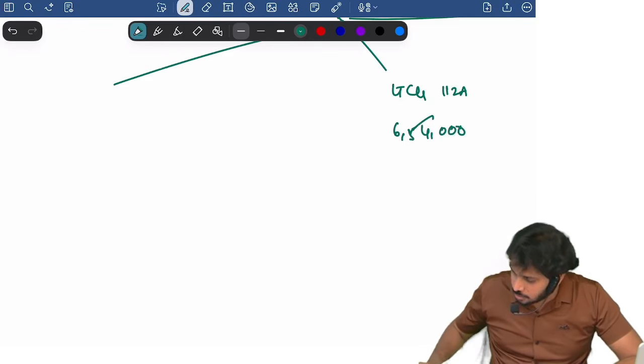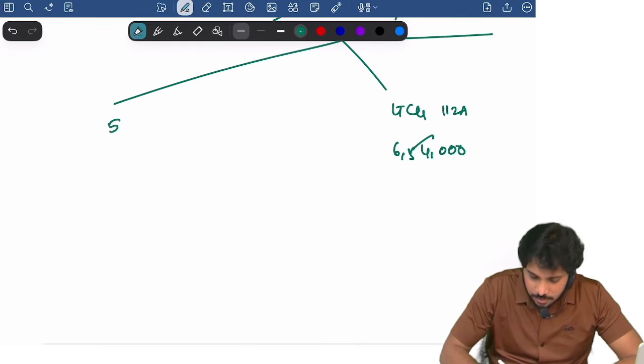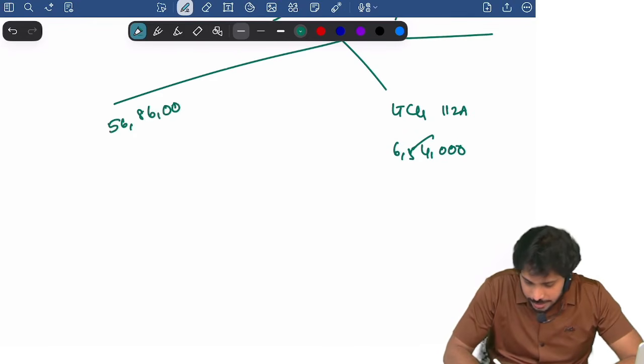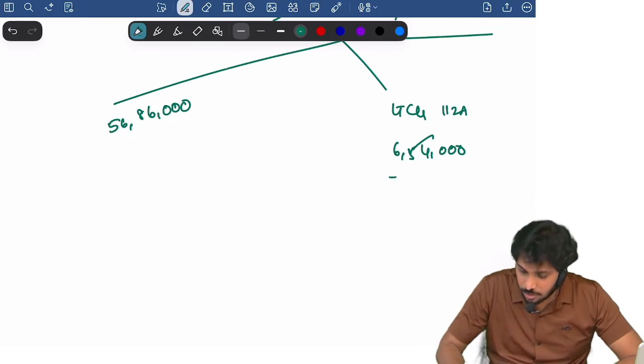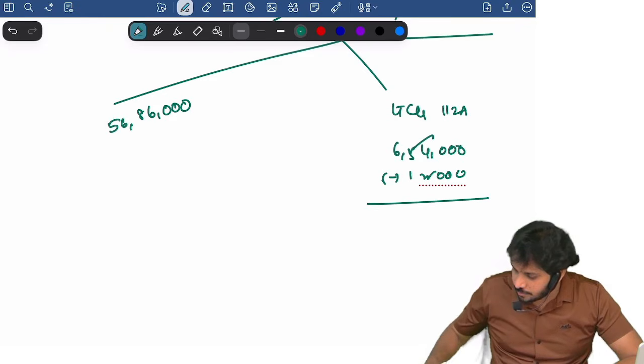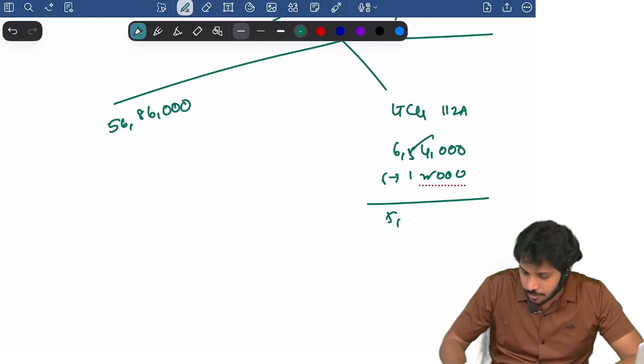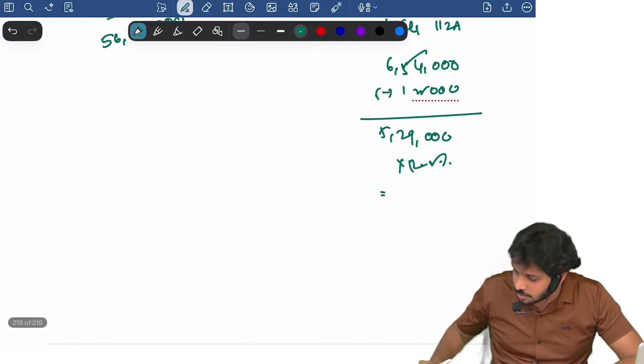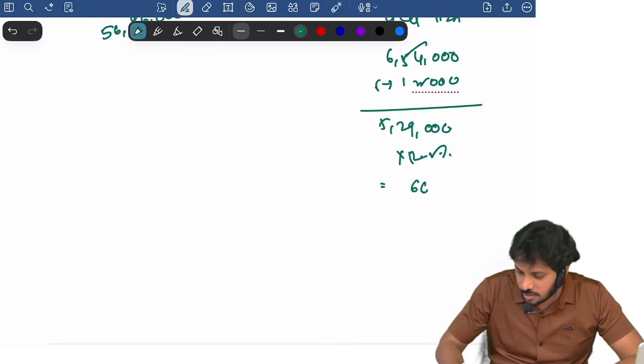Okay, so balancing figure 56 lakh 86,000 minus 1,25,000. Yes or no? So balance 6,54,000 minus 1,25,000, yes or no? 5,29,000 into 12.5% is 66,000.